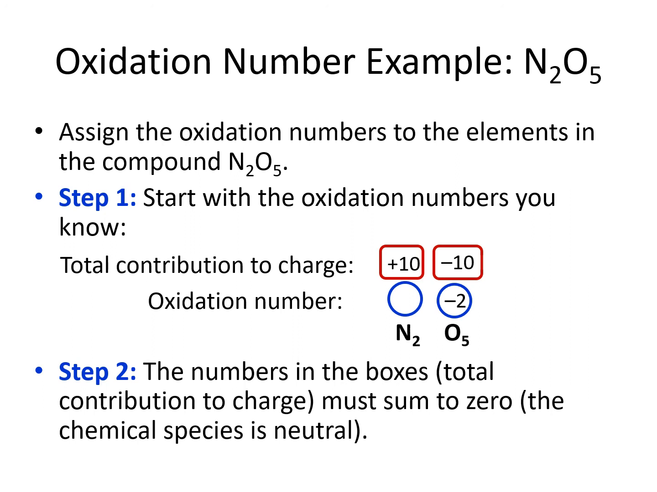But notice there are 2 nitrogens contributing to that +10 charge. Each nitrogen is going to end up having a +5 oxidation number. If we do our +10 divided by our subscript of 2, that gives us a +5 for the oxidation number on each nitrogen.